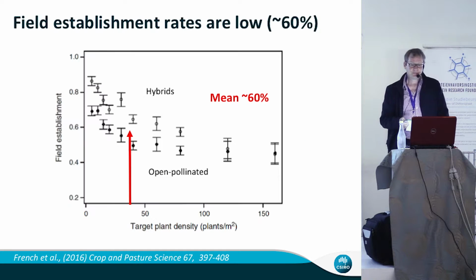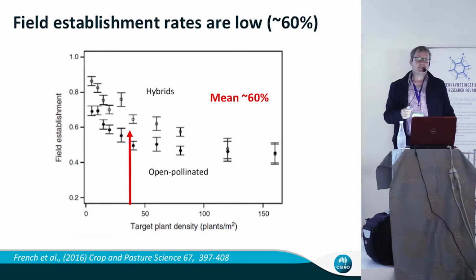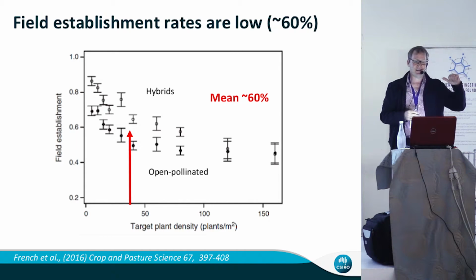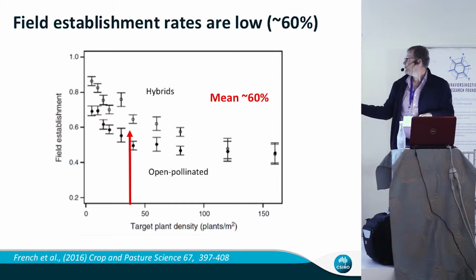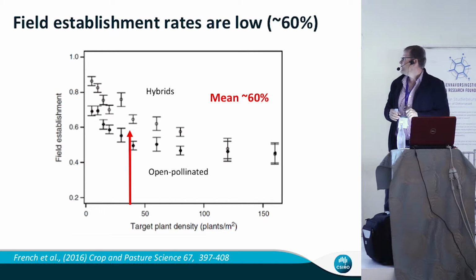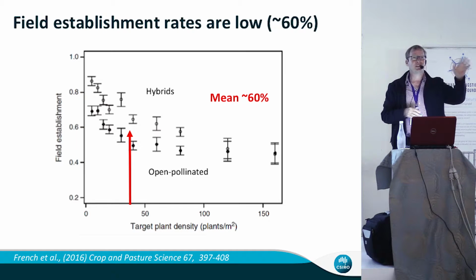The interesting thing about this is that if you push up the rates of seeding to try and increase the plant population, the establishment rates tend to decline. So you can see this is for hybrids and this is for open pollinators. So when people have higher target plant densities, for unknown reasons, when you're trying to put more canola down the tube, the proportion of the germinating seed that actually establishes declines. I'm not really sure what's driving that, but it's interesting.